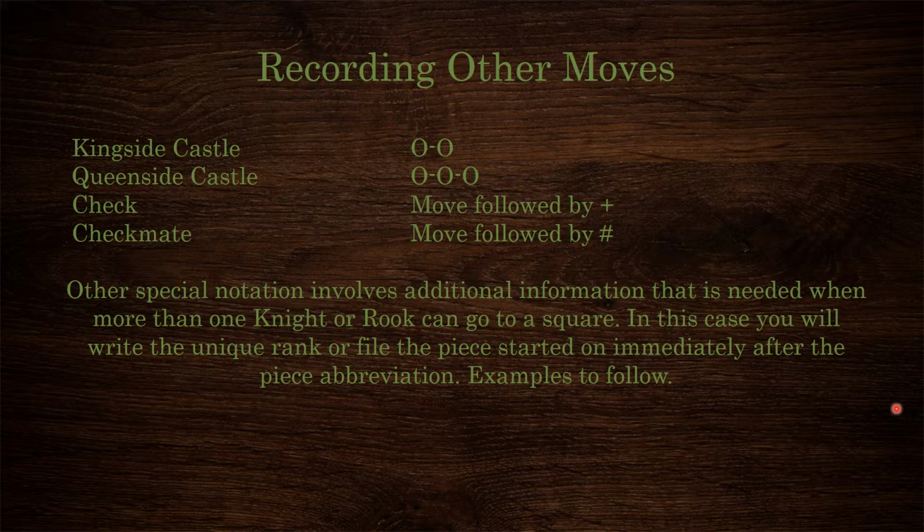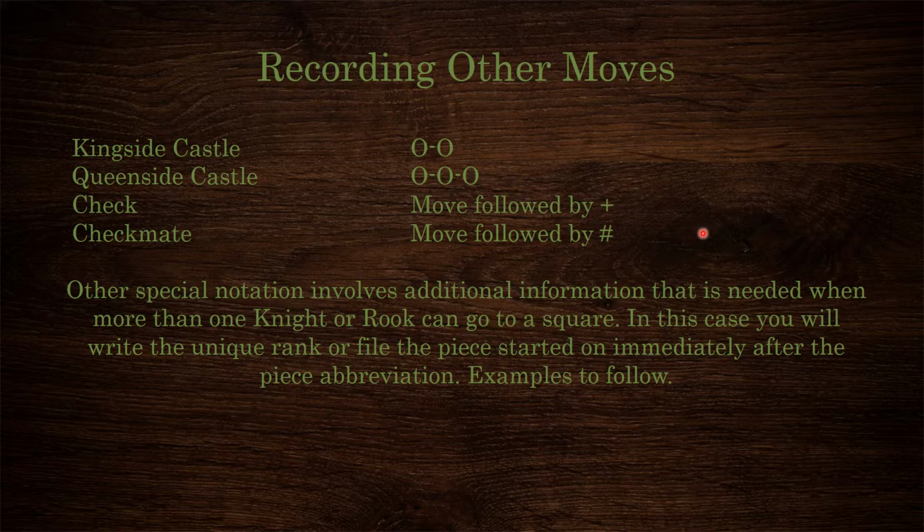Okay, the other symbol that you'll find on a score sheet is a plus sign, and that means that whatever move was just made put the other player in check. And then the other symbol you'll see is a pound sign or a number sign or hashtag, whatever you want to call it. And you'll see that at the end of the game. This will be the last move recorded, and that means checkmate.